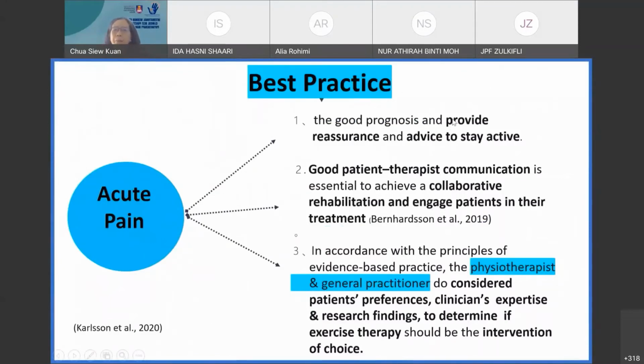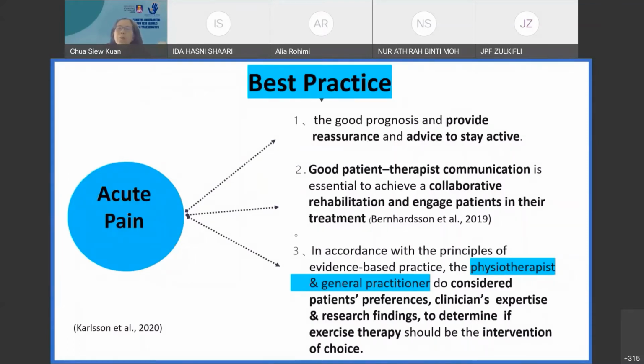It says to provide reassurance and advice to stay active. So staying active has been consistently practiced since 2007 until this review. Okay, we need to establish a good rapport between patient and therapist. A good patient-therapist communication is essential to achieve collaborative rehab. So remember, always empower the patient to take over the rehabilitation task. We are the teacher. We play a role in educating or training, identifying the muscular problem and training them.